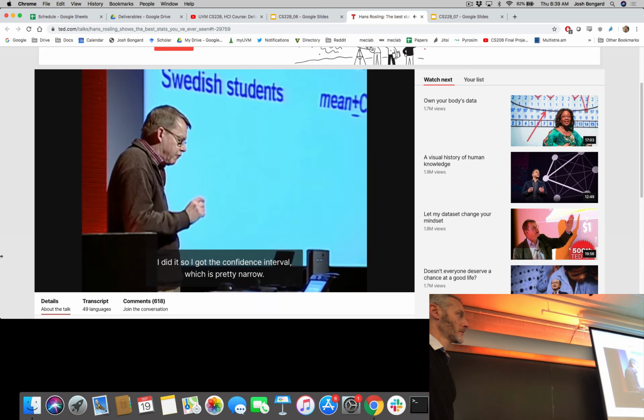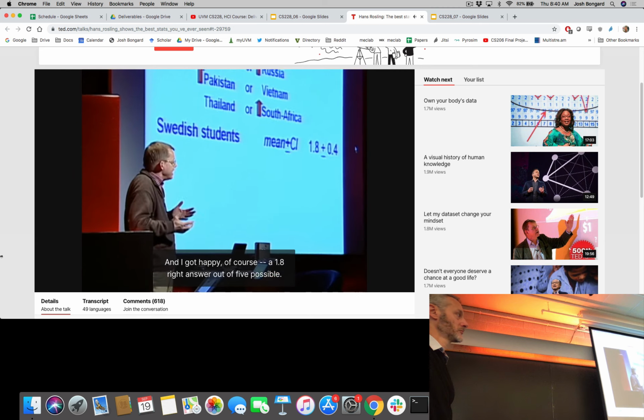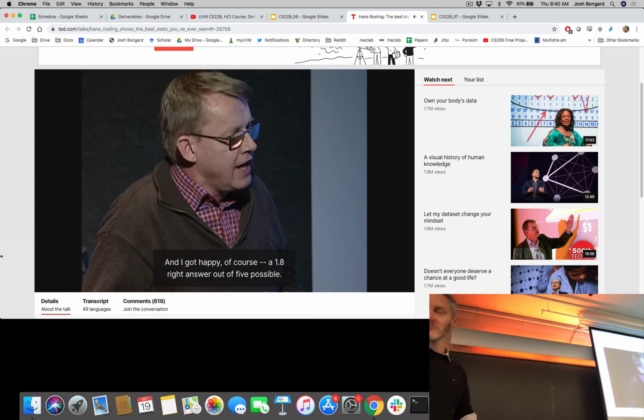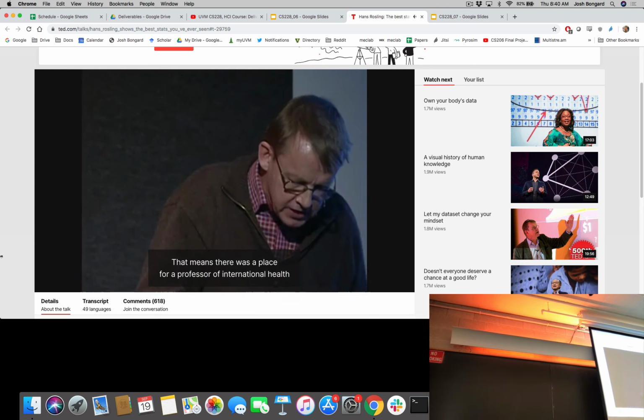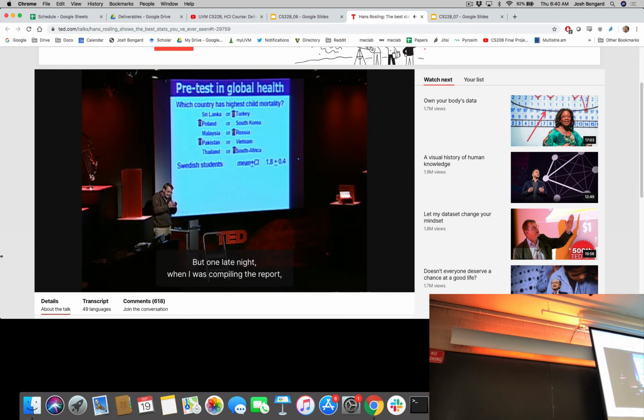I did it so I got a confidence interval, which was pretty narrow, and I got happy, of course. I had 1.8 right answer out of 5 possible. That means that there was a place for a professor of international health and for my course. But one late night, when I was compiling the report, I really realized my discovery. I have shown that Swedish top students know statistically significantly less about the world than the chimpanzees.